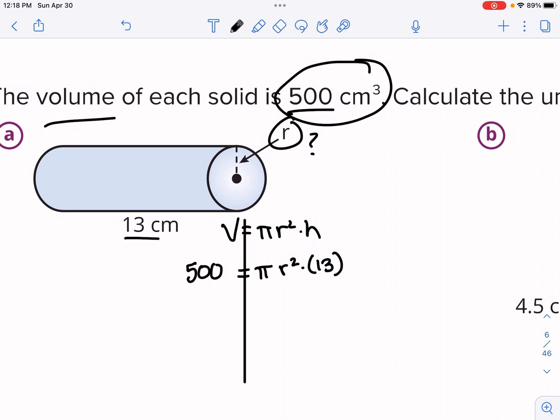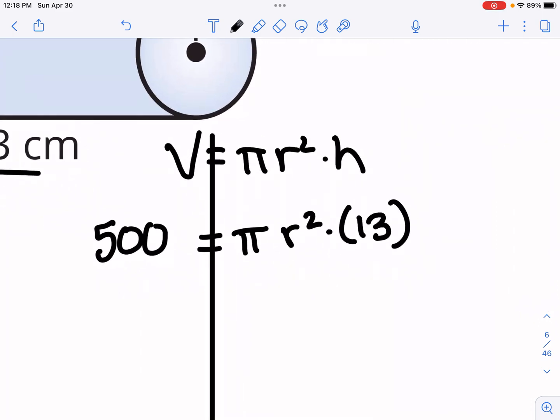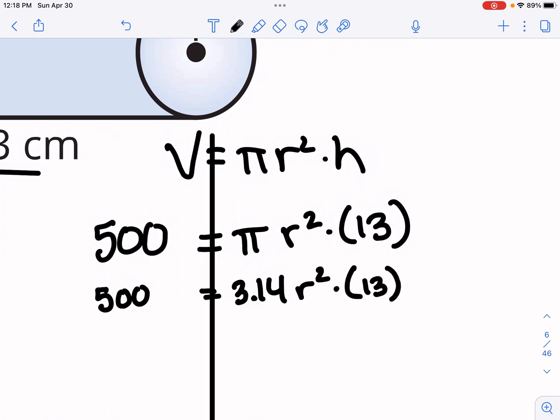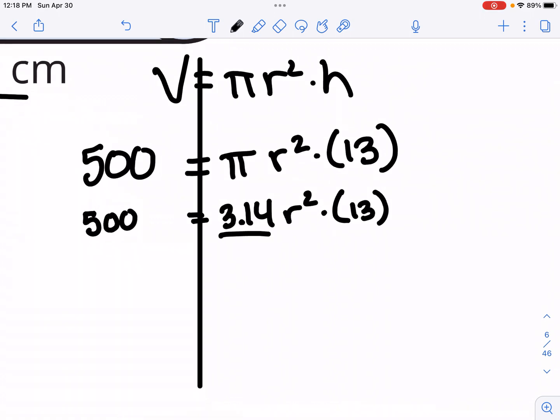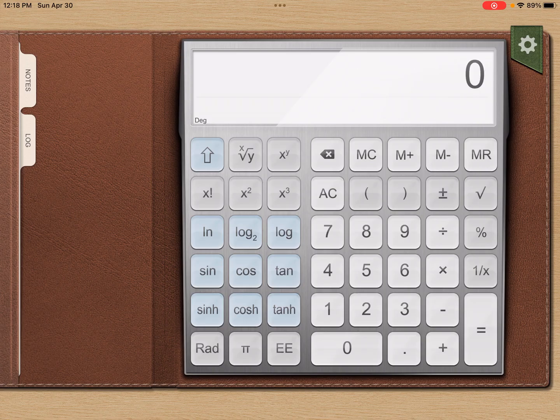And when you plug in, you only want one variable, one unknown. And in this case, it's r, right? We know what pi is. Pi is 3.14. Actually, let's rewrite this where we have 3.14 r squared, and then I'll put times 13. Let's multiply our numbers together here. 13 times 3.14. Okay, 40.82.